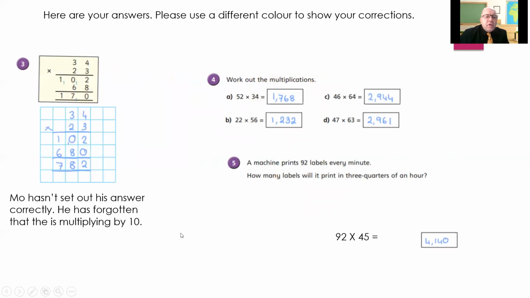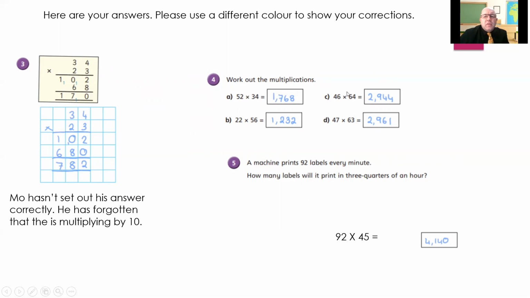Okay. Here are your answers. So Mo failed to set out his question correctly. He didn't put that 0 in. We talked about it before. He treated the 2 as a 2 instead of 2 tens. He needed to put in the 0. So it should be 102 add 680. There is the correction.